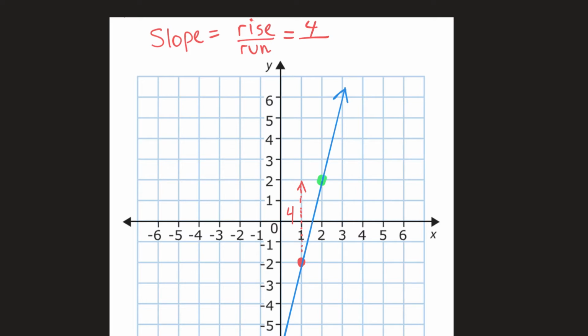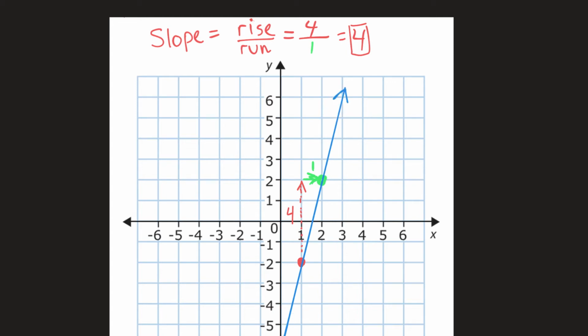And then how far do I go to the right here? It looks like I'm just going to the right 1. And so the run is 1. Now, when you have an improper fraction, you should just call it 4 divided by 1, which is just 4. So your slope is 4. Now, when I'm using the slope, though, I'll use it as a fraction. And you might notice here that my line goes on forever, and I have these arrows. In fact, it goes on forever in both directions.